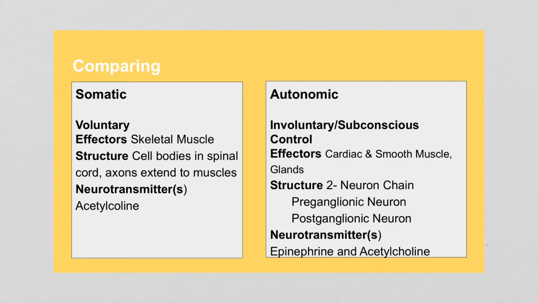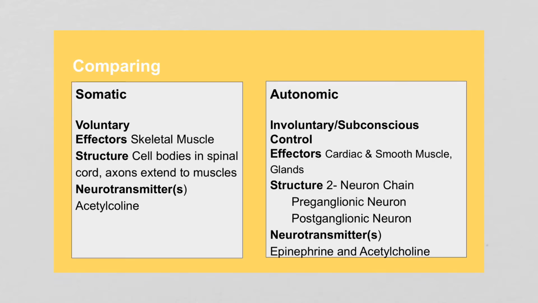When we're looking at the somatic versus the autonomic nervous system, the somatic system is voluntary, and it works on skeletal muscles. So the organs that carry out the commands are skeletal muscles. All of the somatic cell bodies are found within the central nervous system, mostly in the spinal cord, and the axons are going to extend out to the muscles that they innervate. And the only neurotransmitter that we see in the somatic nervous system is acetylcholine.